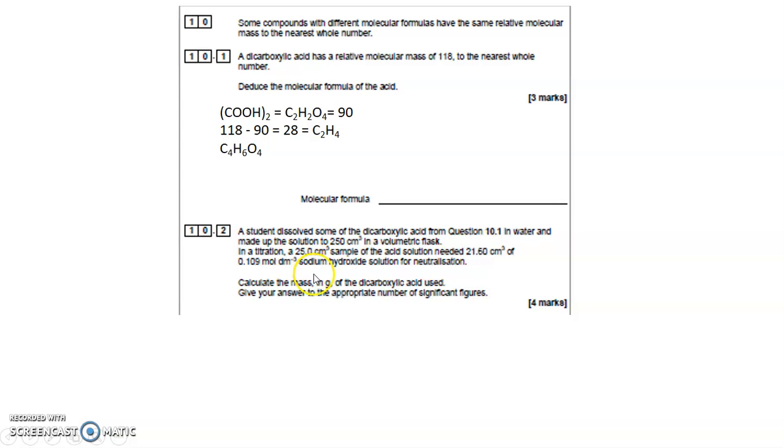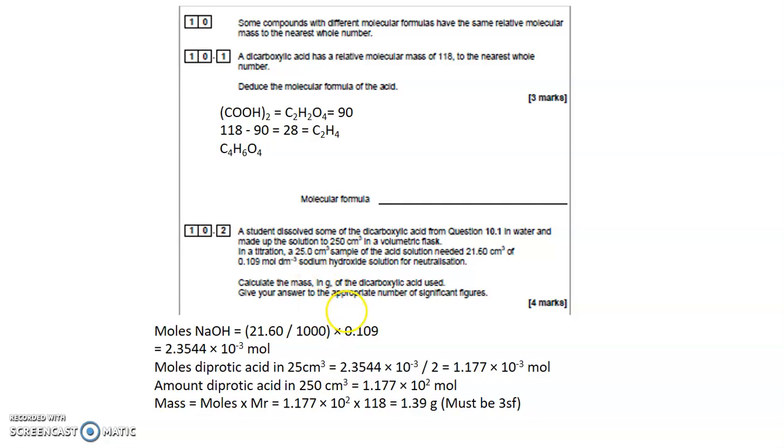So I've got a volume and a concentration of sodium hydroxide. So to get one mark to start with, I'm going to do number of moles: concentration equals number of moles divided by volume in dm³. I'll convert cm³ up into dm³, a higher unit, by dividing by 1000. So that's 0.0215 dm³. Concentration is 0.109. So 0.109 equals number of moles divided by 0.0215. Multiply the 0.109 by 0.0215 and I'll get the number of moles.